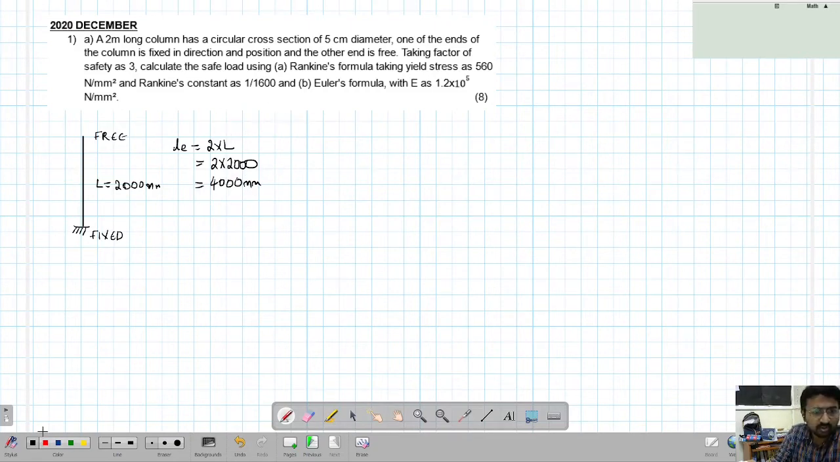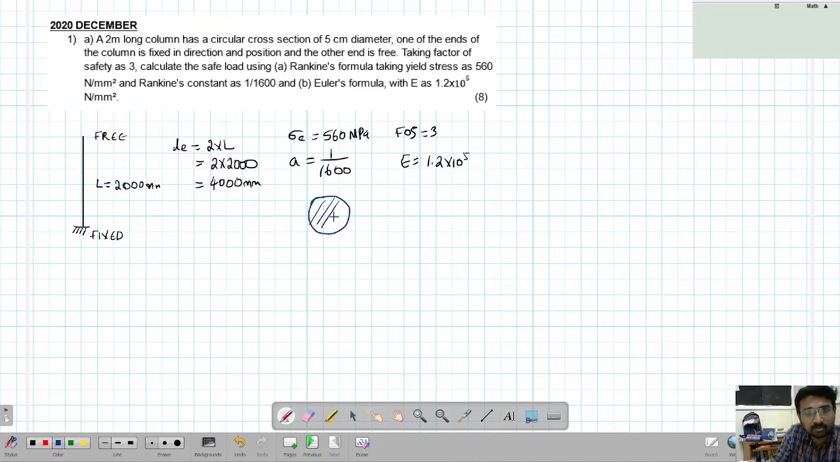Now, for the other values that are given: sigma, the compressive strength of the material, is given as 560 MPa. Rankine's constant A, sometimes known as alpha, is 1 upon 1600. Factor of safety is 3. E value is given as 1.2 into 10 to the power 5. This is a circular column, and the diameter is given as 5 centimeter or 50 millimeters. So everything is done.